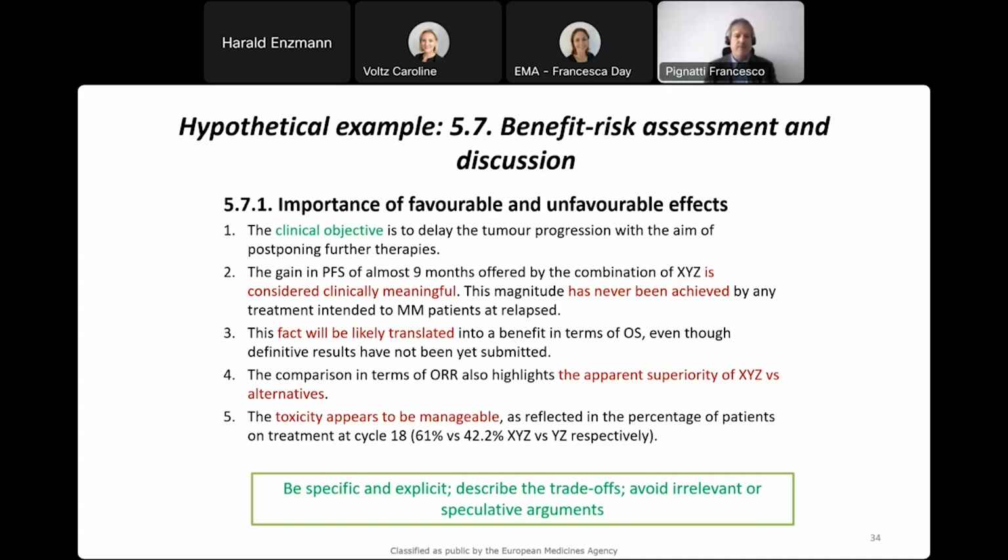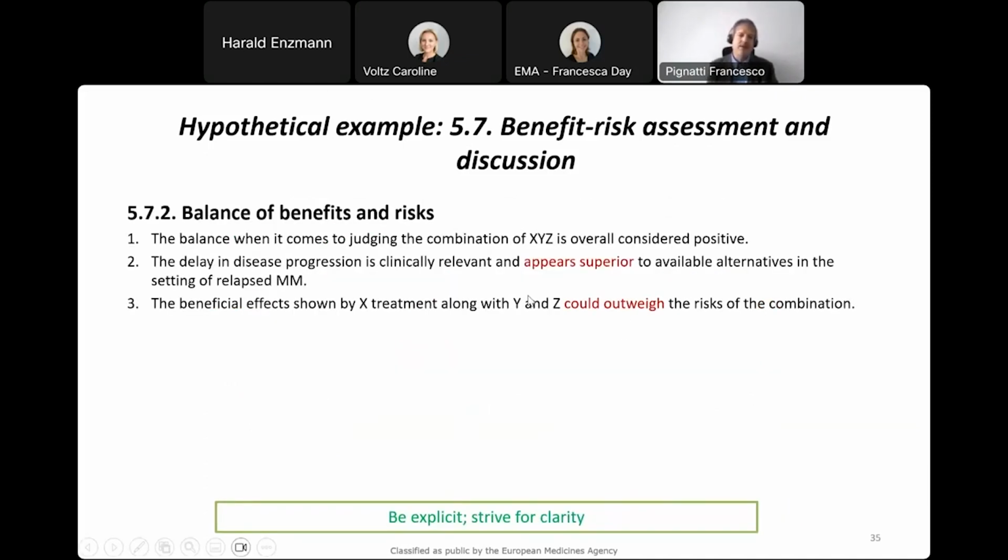The toxicity, proceeding to point number 5, the toxicity appears to be manageable. This is a similar, very frequent statement that we hear, like saying that an effect is considered clinically meaningful. It's an absolute concept which has no clear quantity behind, and therefore is not useful to describe a trade-off precisely. Now, I've tweaked this example quite a bit in order to reveal some of these features, but you can see how important it is to be clear about the communication and to pay attention to this.